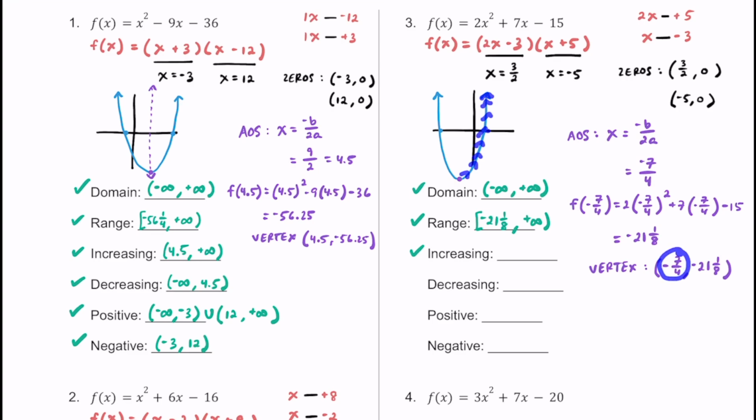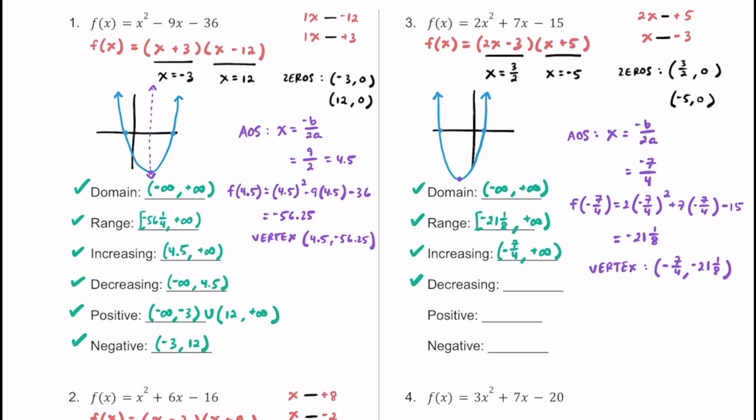That's going to be -7/4. So let's go ahead and say it's going to start increasing at -7/4, or -1 3/4, and it's going to increase forever after that. Okay. What about when the function is decreasing? Well, it's going to be decreasing, decreasing, decreasing from the left all the way up until that point of -7/4.